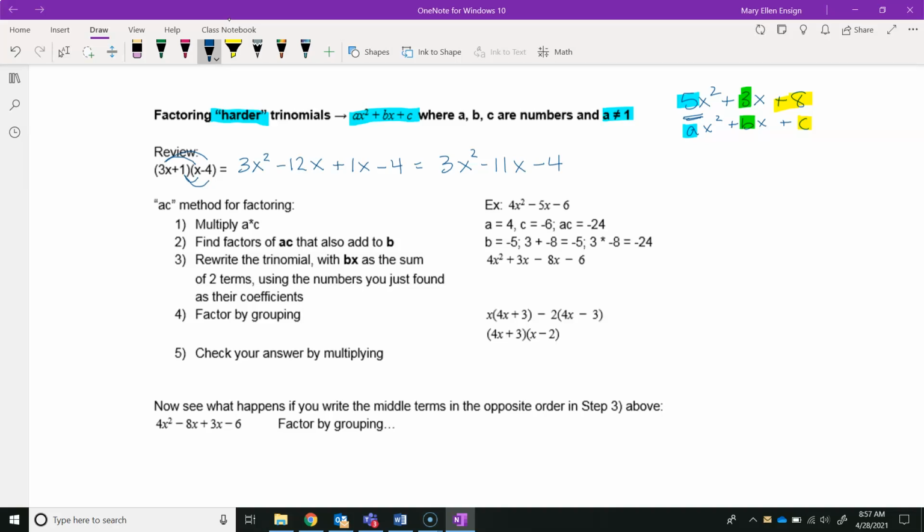All right, so here's my answer. Again, when I am factoring, I'm starting with this polynomial and working my way back to whatever the factors are that make that, right?